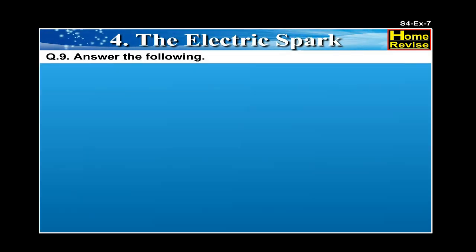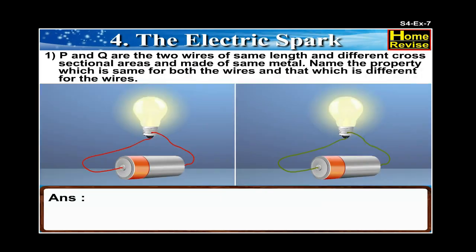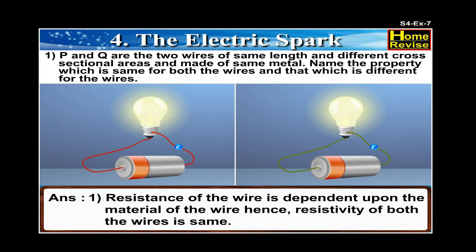Question 9. Answer the following. First, P and Q are two wires of same length and different cross-sectional areas and made of same metal. Name the property which is same for both the wires and that which is different for the wires. Answer. First, resistance of the wire is dependent upon the material of the wire, hence resistivity of both the wires is same.